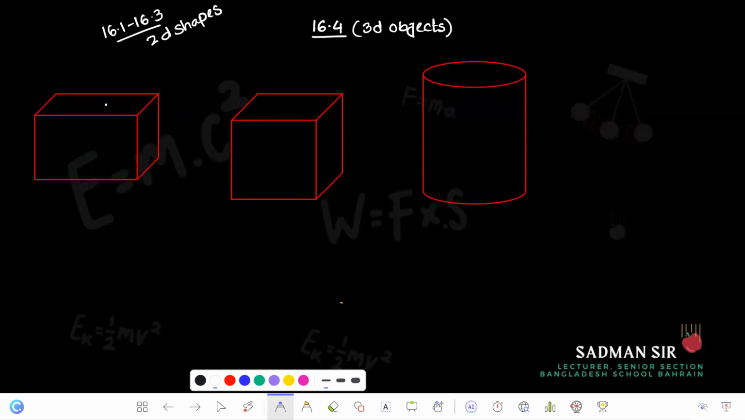3D. For example, the first one that we are going to study, number one, is the rectangular solid. Why is it a 3D object? Because it has three dimensions: length, breadth, and height.